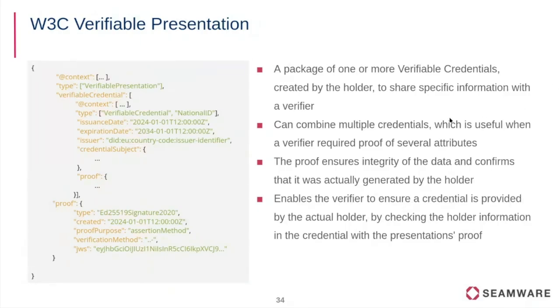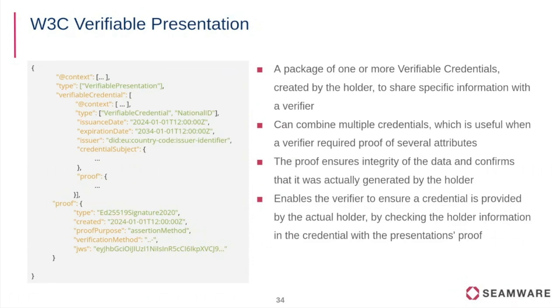A verifiable presentation itself is structured essentially the same as a verifiable credential. It also has the metadata that allows us to interpret it. Then it has a list of verifiable credentials, and it also has a proof. So a verifiable presentation, to ensure integrity of the data and to confirm that it actually was generated by the holder that was requested, is signed with the identity of the holder. So the holder itself will also use its private key, sign this presentation, and become the issuer of this presentation. He's not the issuer of the credential, but the issuer of the presentation. That also enables the verifier to ensure that a credential is provided by the actual holder.